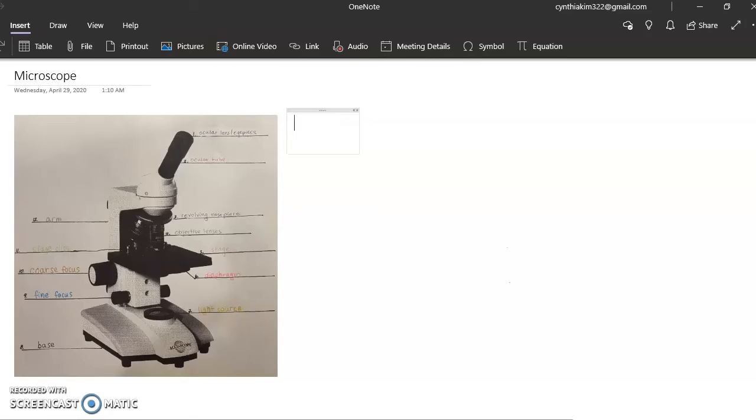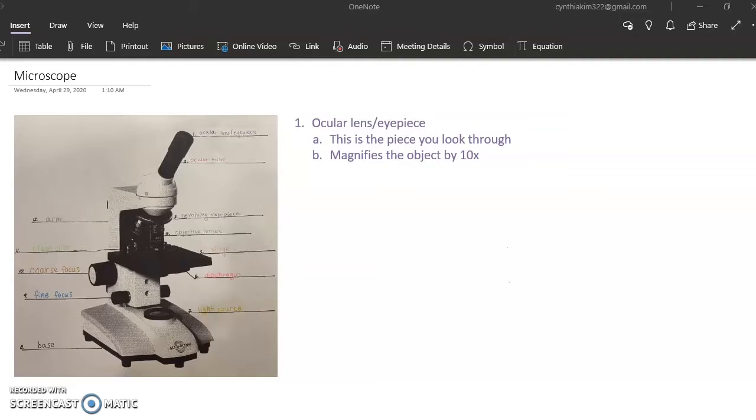I'll be going over the different parts of the microscope and what they do. So first, number 1 on the diagram, we have the ocular lens or the eyepiece, which is where you look through, and it magnifies the object by 10 times.